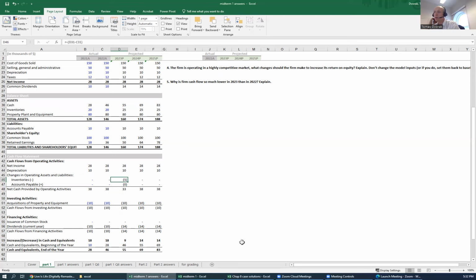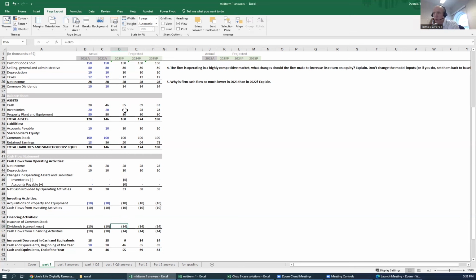Why did it go down? It went down because they added $5 worth of inventories. And we can see that on the balance sheet that inventories went up by $5. That's a use of cash. So that's definitely part of the decline in cash flow.